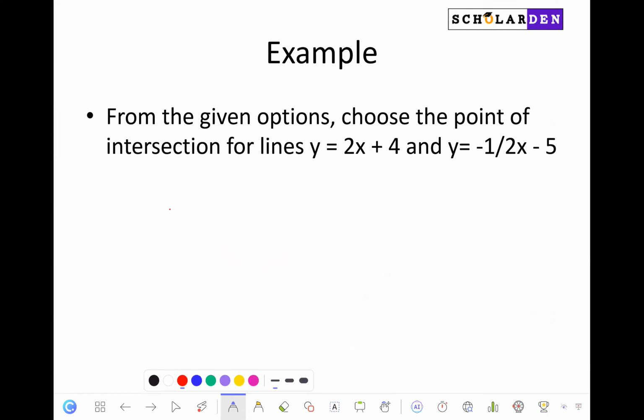So how do we solve this? We have actually covered this earlier, but I'm going to do that quickly. So one line is y is equal to 2x plus 4, and the other line is y is equal to -1/2x minus 5. First of all, we can see that these two lines are perpendicular to each other.